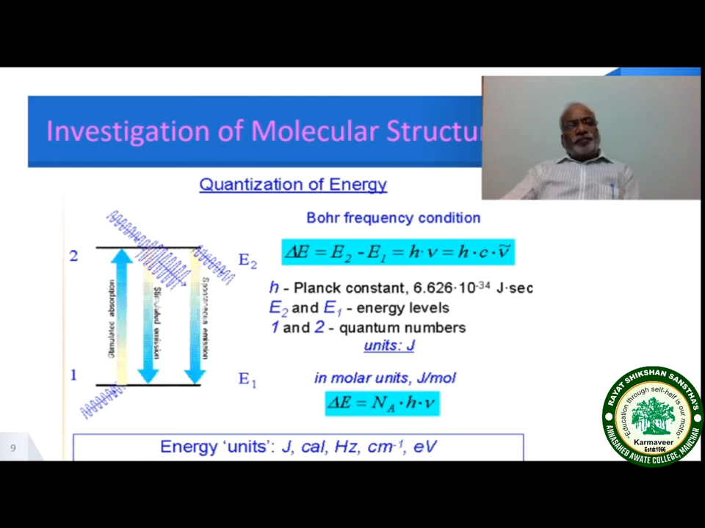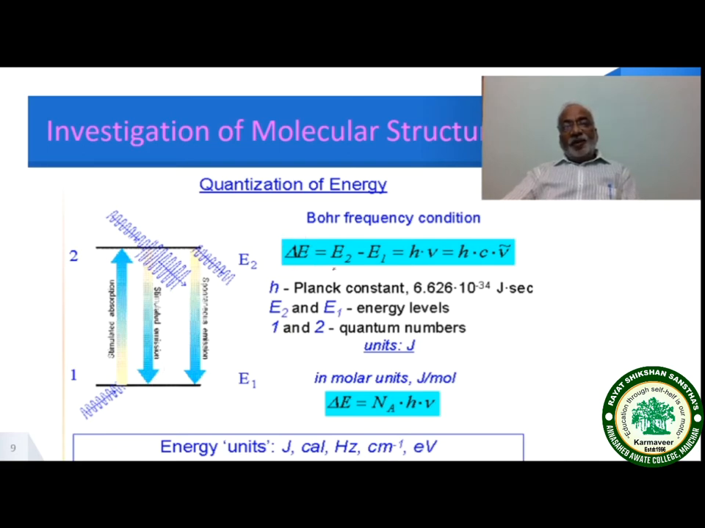Or if there is a de-excitation from this higher energy state to one of the lower energy states, some energy or electromagnetic radiation is given out, and emission is seen. So some energy is absorbed during excitation from lower to higher energy state, and some energy is given out when the molecule goes from a higher energy state to one of the next lower energy states, and this energy is given by delta E.